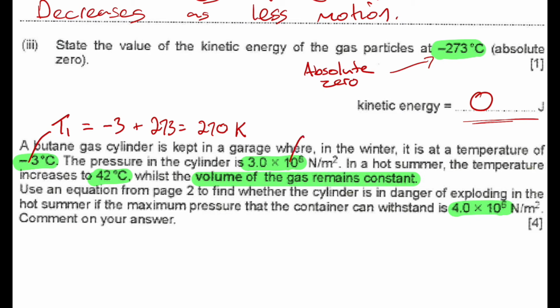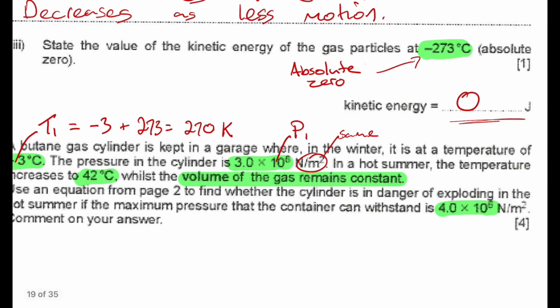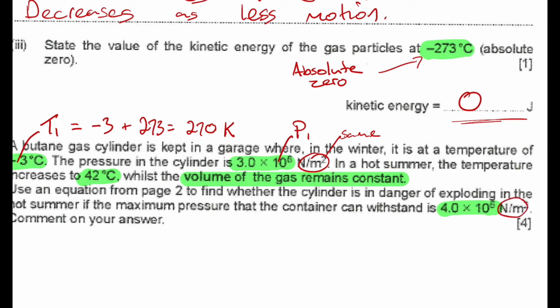Second number here is the pressure in the winter, so we'll call that P1 in the first scenario, and that doesn't need changing. The units actually don't matter for that as long as the units for after are the same as the units for before. You must keep your units constant and the same throughout the problem.